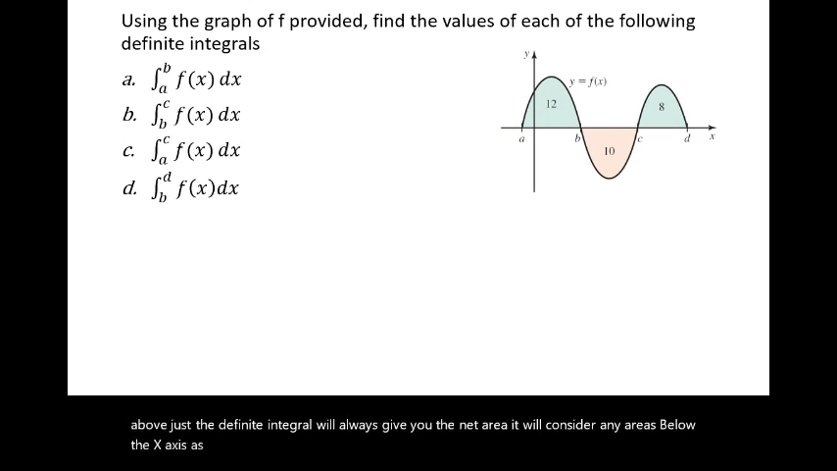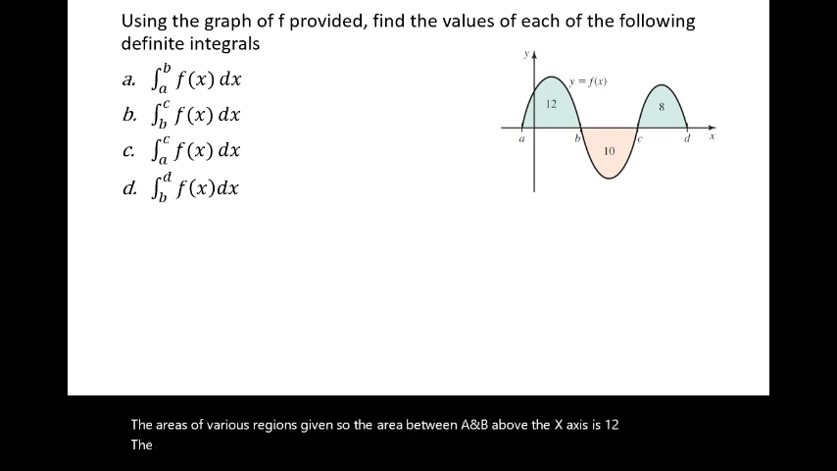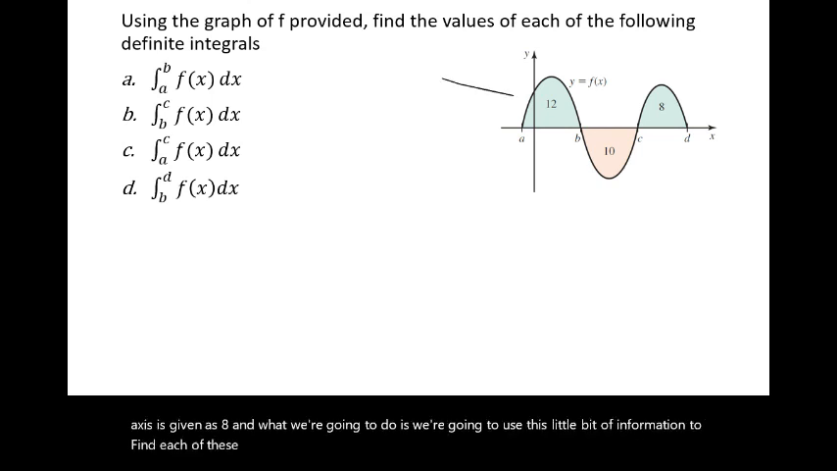So what I have here is a generic f of x, and I have the areas of various regions given. The area between a and b above the x-axis is 12. The area between b and c below the x-axis is given as 10. And the area between c and d above the x-axis is given as 8. We are going to use this bit of information to find each of these integrals. First off, starting with the integral from a to b of f of x dx.